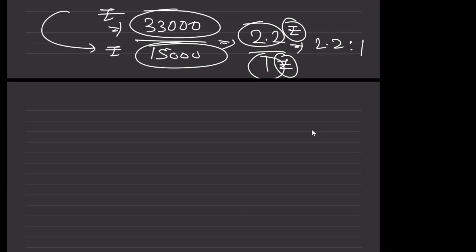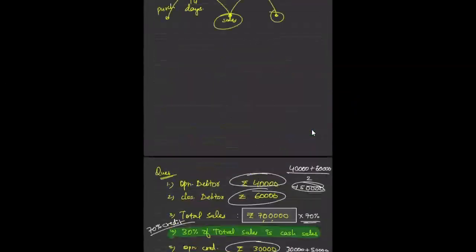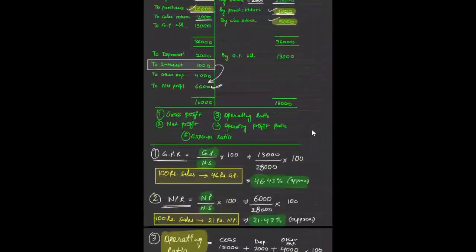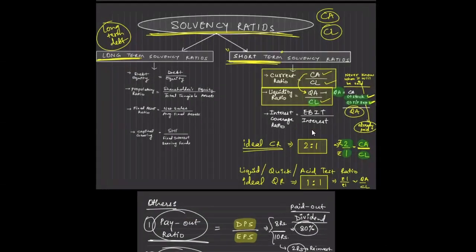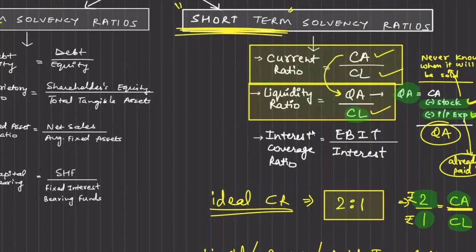So these are called short-term solvency ratios. Going back to our chart, you can take screenshots of the chart because it is very, very important to have the whole overview on one page. Okay, so we have done the current ratio, we have done the liquidity ratio.